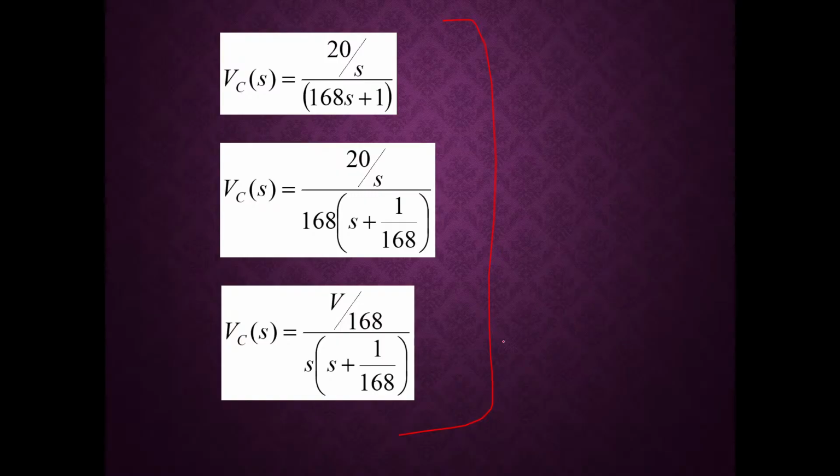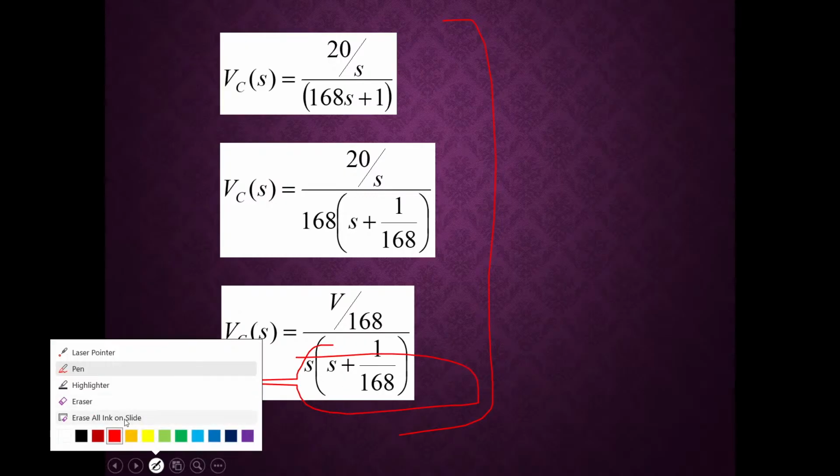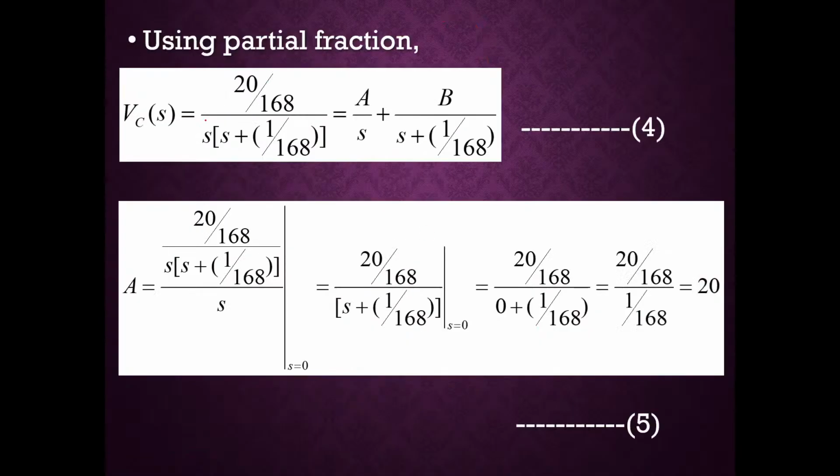Okay, so now let us go for partial fractions. In the denominator you can see s into s plus 1 by 168 is there. Let's go for the partial fractions. So Vc(s) is equal to A by s plus B by s plus 1 by 168. You can simplify this, I didn't simplify it. If you want, you can simplify it. Consider it as equation 4, and now let's determine the A value.